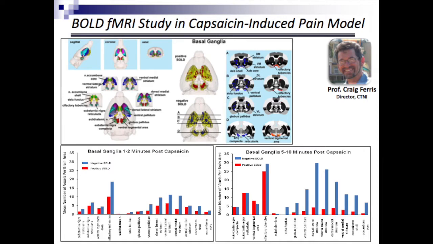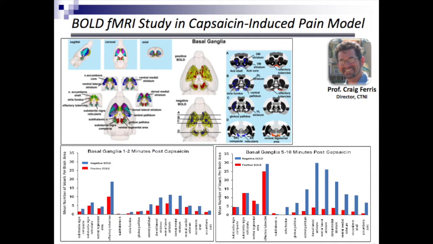We also looked into a chronic model of pain, in this case working with Professor Craig Ferris, who is the director of our Center for Translational Neuroimaging here at Northeastern. He has a model of capsaicin-induced pain, which is characterized using functional MRI. And functional MRI allows us to look at blood flow into the brain due to different stimuli. Whenever there is a pain sensation and the brain is sensing that there is pain in the body, it will try to increase blood flow to certain regions of the brain. That increase in blood flow to that region is monitored using functional MRI.